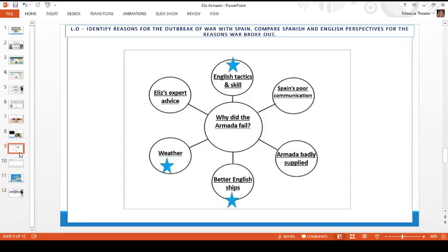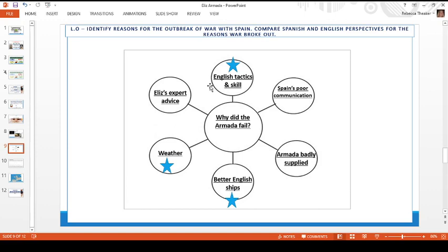If you go back to your mind map, there are some things on here that are pure skill. Elizabeth's expert advice, she employed the right men for the job, and they did a fantastic job. English tactics and skill, the brand new boats, the new designs of the boats, Drake's really clever tactic, sending in the burning boats, chasing the Spanish off around the coast of Scotland, all that is skill.